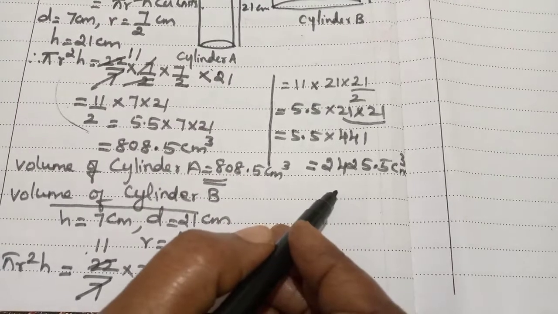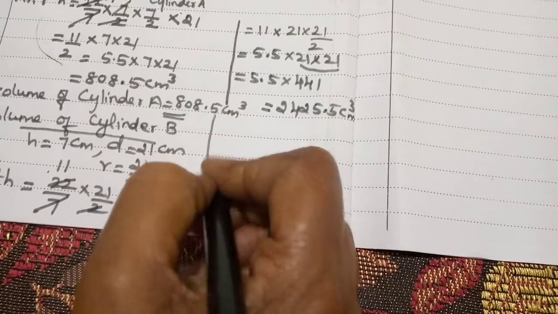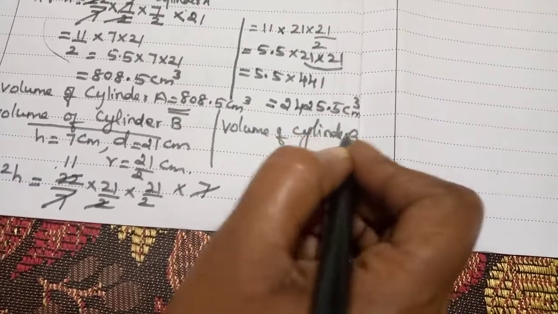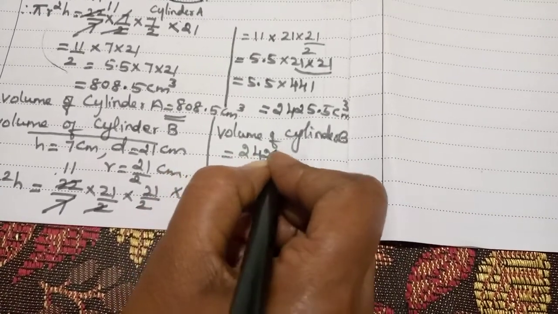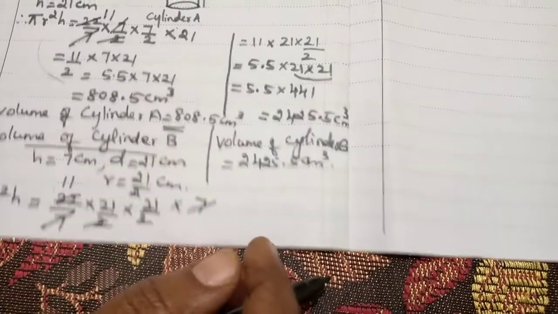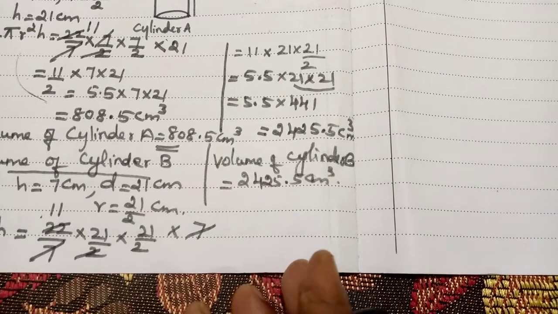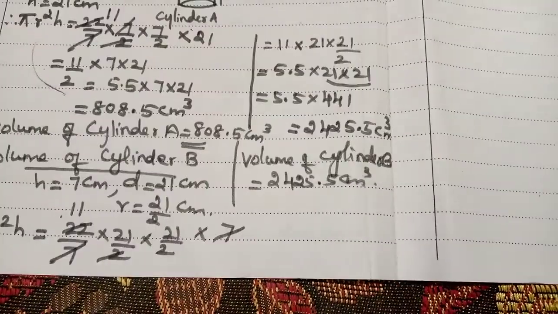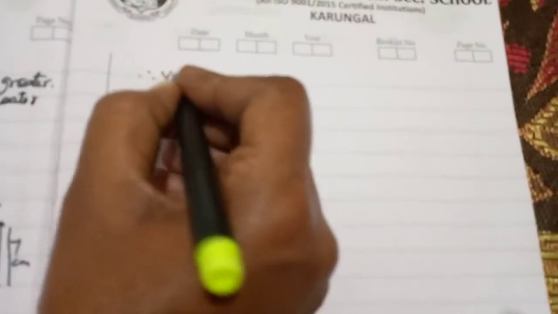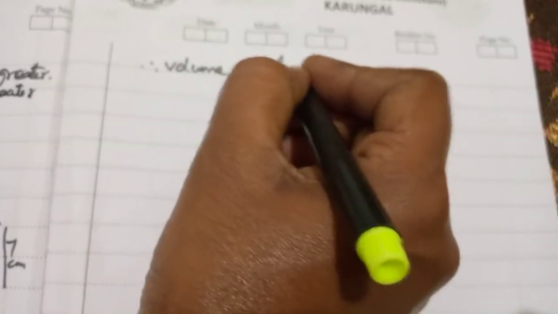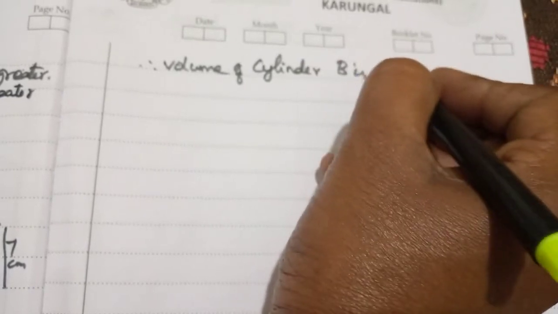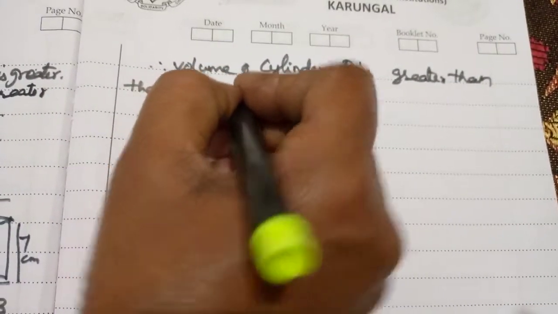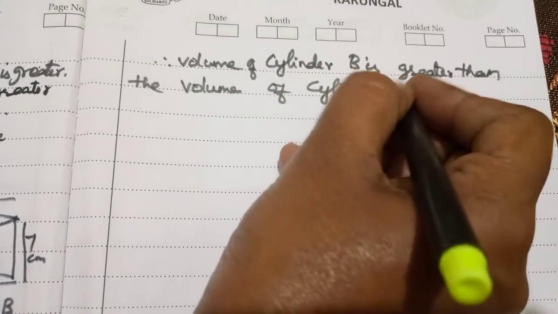So volume of cylinder B is equal to 2425.5 centimeter cube. Okay. So which volume is greater? Volume of cylinder B is greater than the volume of cylinder A. Is it? B is greater. So therefore we can write volume of cylinder B is greater than the volume of cylinder A. Okay, first subdivision over.